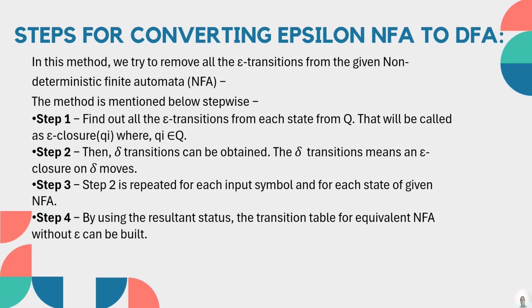Step 1 is to find all the epsilon transitions from each state in Q, which is called the epsilon closure. Step 2, the transitions are obtained by taking the epsilon closure, then the transition move. Step 2 is repeated for each input symbol and for each state of the given NFA. The last step is to use the resultant states to build the transition table for the equivalent NFA without epsilon.